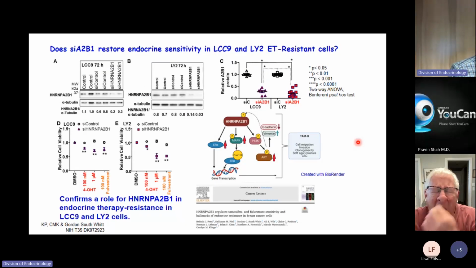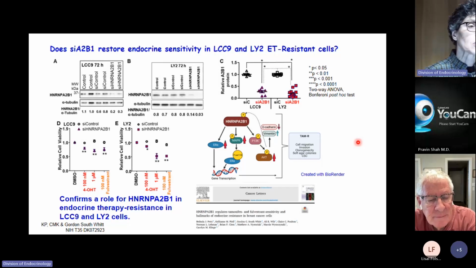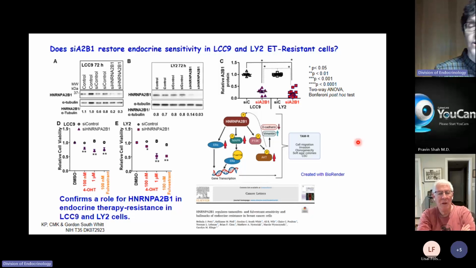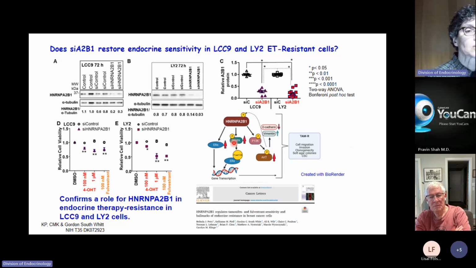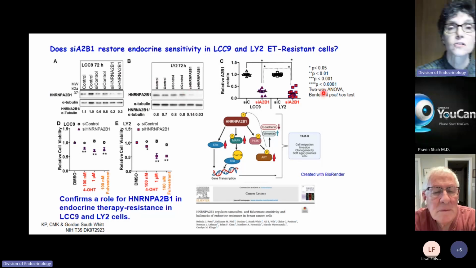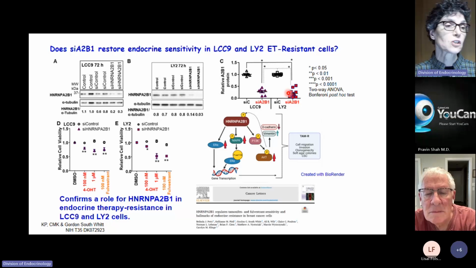So if A2B1 is involved in endocrine resistance, can we decrease A2B1 and restore endocrine sensitivity in LCC9 and LY2 cells? So in these experiments, we transfected either LCC9 endocrine therapy resistant or LY2 endocrine therapy resistant cells with either an siRNA control or siRNA against A2B1. We can see the loss of A2B1 protein expression in these cells.